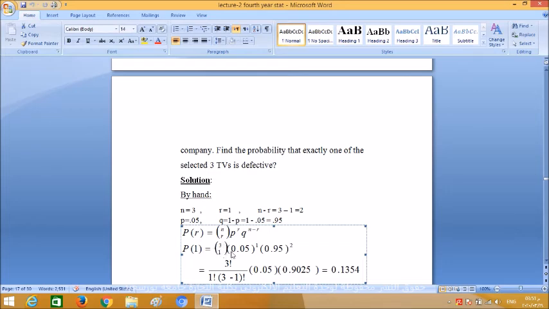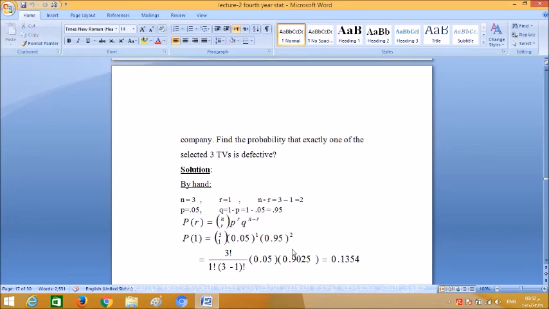3C1 or 3-1 multiplied by 5% power 1 multiplied by 95% power 2. Right? Okay, this probability is 0.1354.